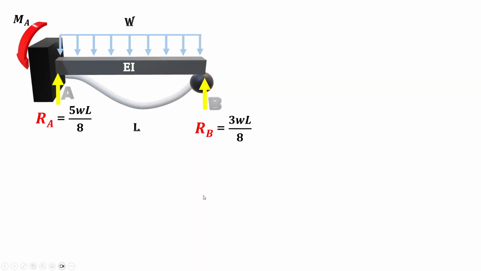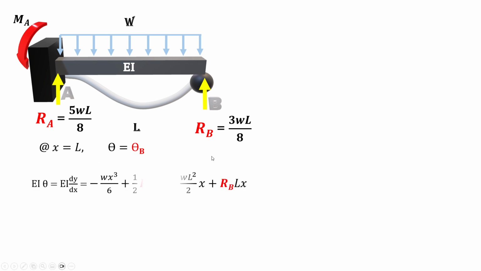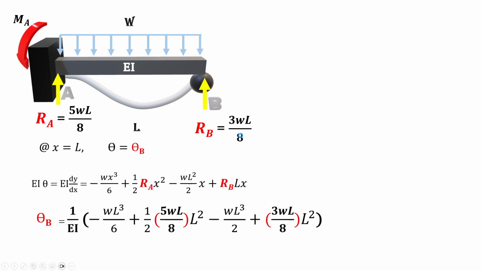And the other part we want to calculate, we can easily go for the calculation of theta at B. At x equal to L, theta is equal to theta at B. We have the equation for theta, and if we replace x by L and put RA and RB directly into our equation, it gives us theta at B equal to WL cubed over 48 EI.